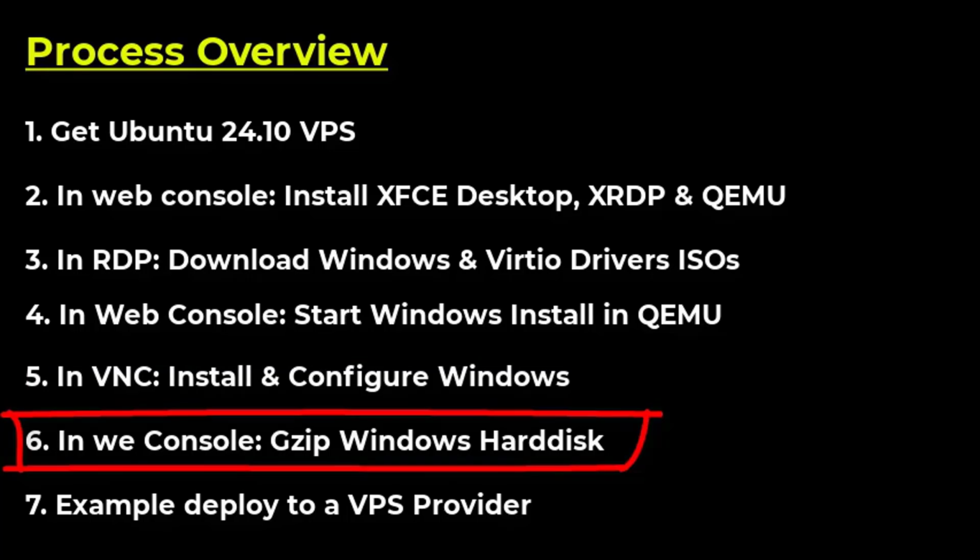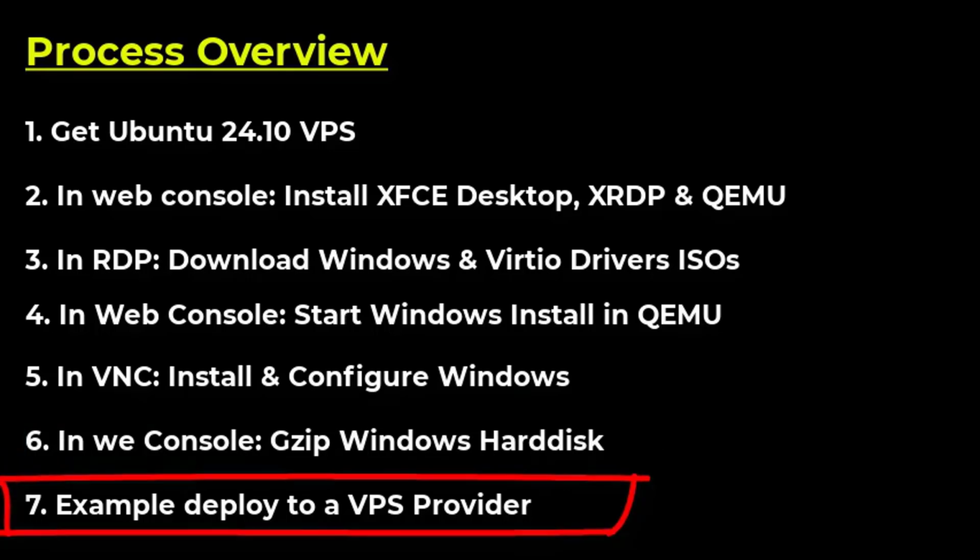In Step 6, I will zip up the Windows hard disk ready for deployment across the internet. In Step 7, although not really part of the build process, I will show you how it can be deployed to a VPS. There are a number of VPS providers that allow you to import a pre-existing Windows image, but it will depend both on your Windows license type and any agreement you have with the VPS provider. As each situation is specific to you, this video cannot cover that topic. Instead, it will focus on the mechanics involved and show you how you can deploy it.